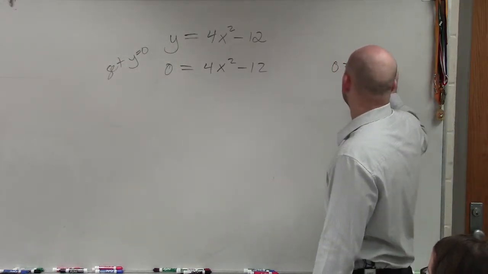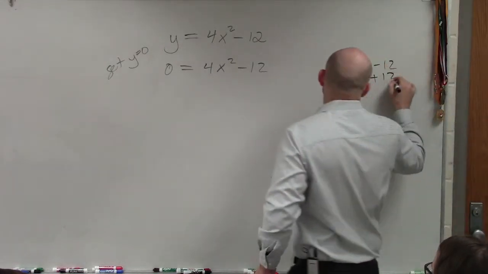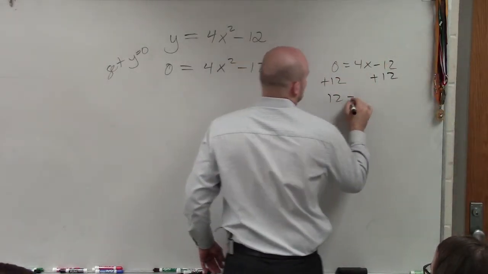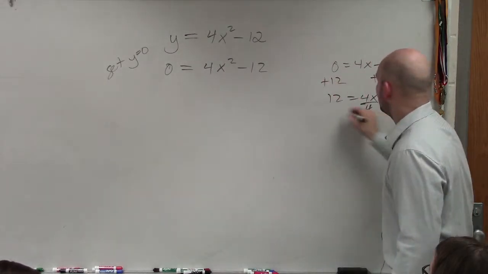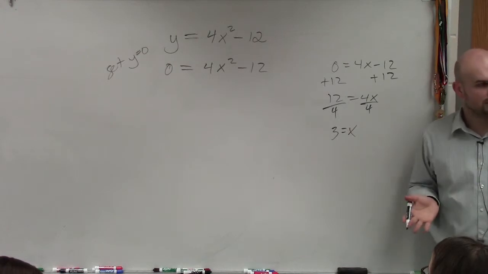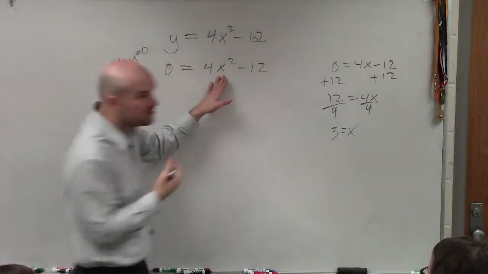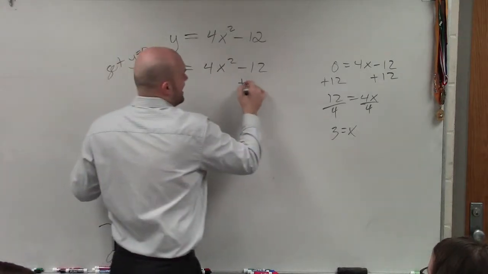0 equals 4x minus 12. Just solve it just like this. You would add 12 on both sides. Divide by 4, 3 equals x. Right? You guys agree with me on this? So we're going to do the same thing, but now we're going to solve for x squared. So I add 12.